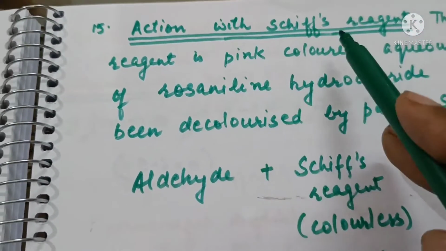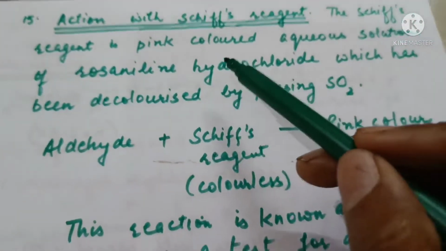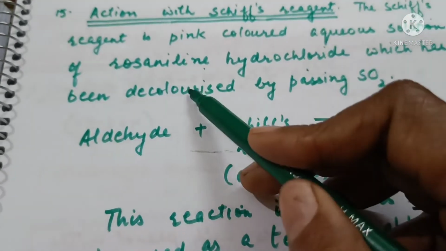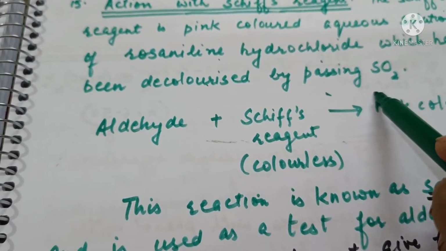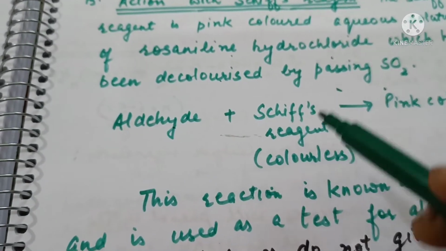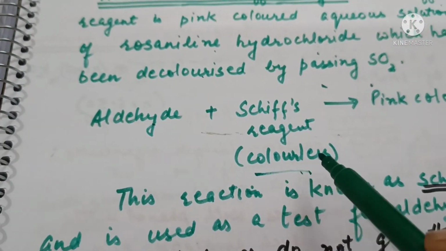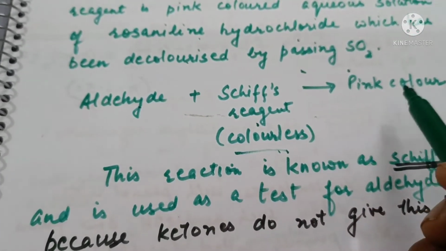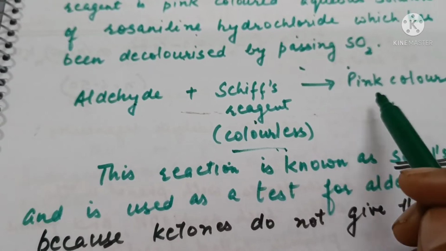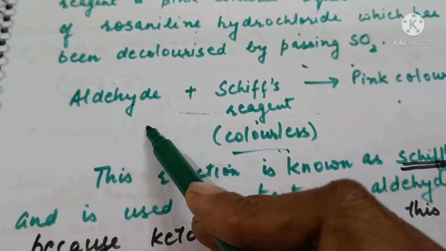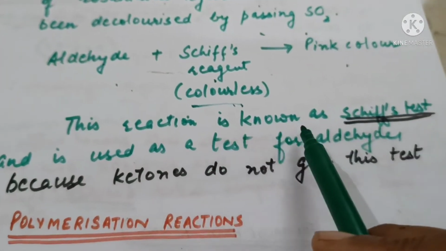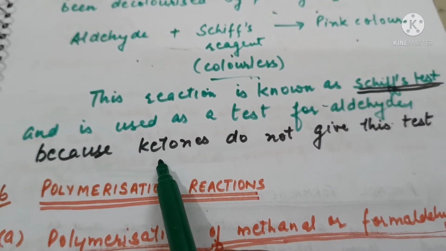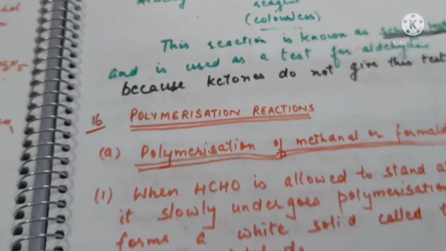Next reaction is reaction with Schiff's reagent. Now, Schiff's reagent is a pink-colored aqueous solution of rosaniline hydrochloride, which has been decolorized by passing sulfur dioxide. So, when an aldehyde is made to react with this colorless or decolorized solution of Schiff's reagent, the pink color is restored. So, we can identify the presence of aldehyde by this test. This reaction is known as Schiff's test and is used as a test for detection of aldehydes. Ketones do not give this test.